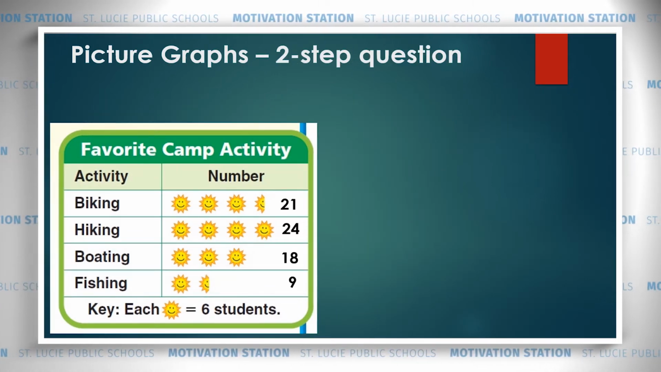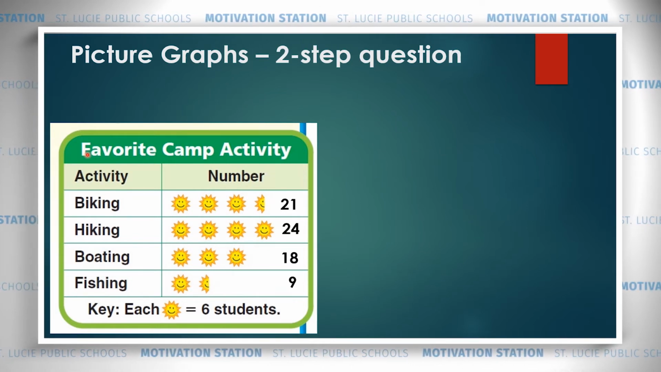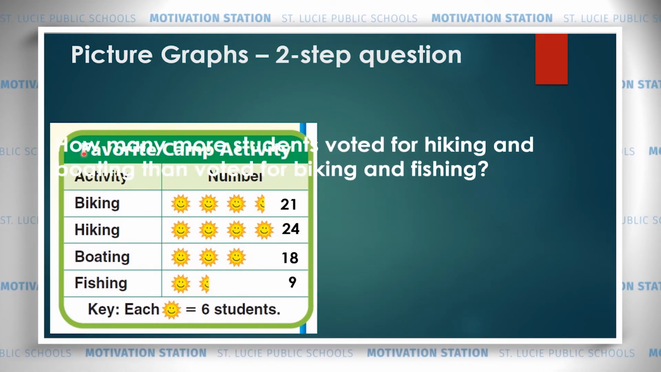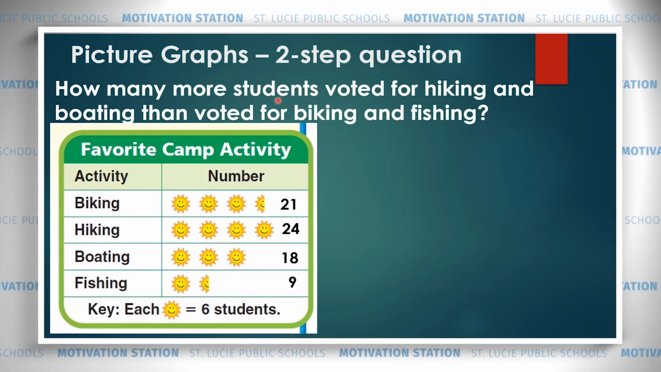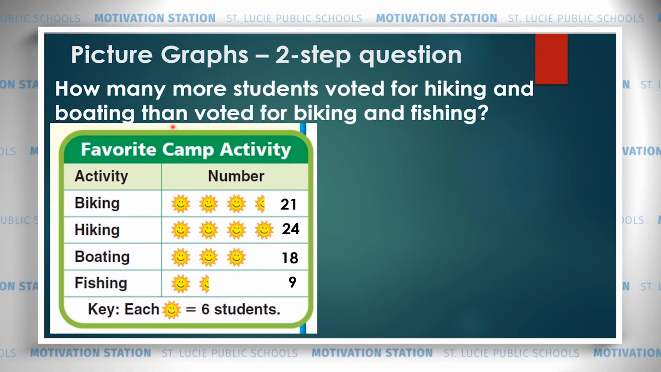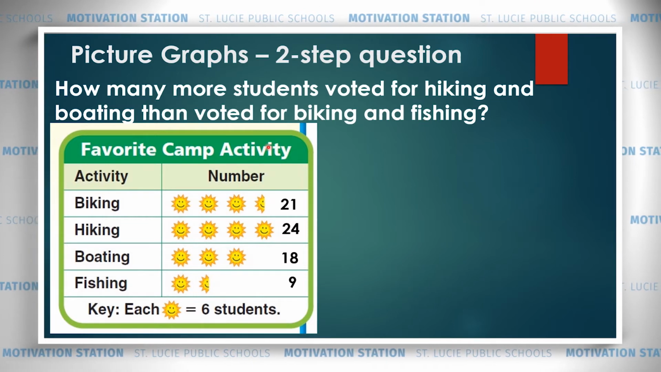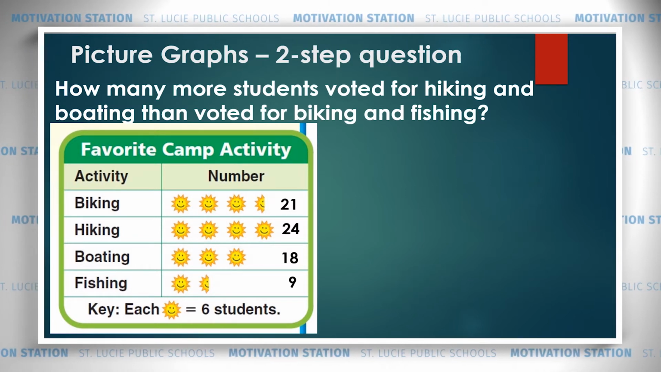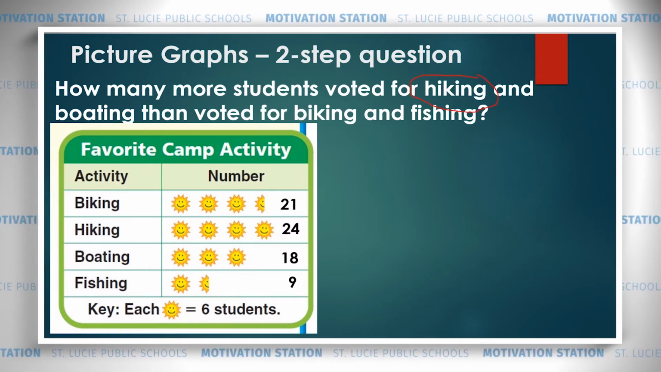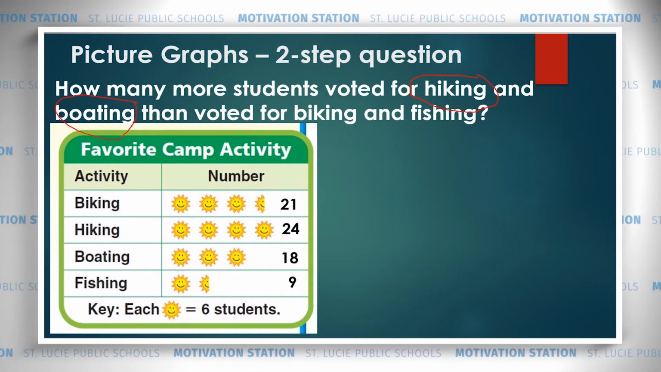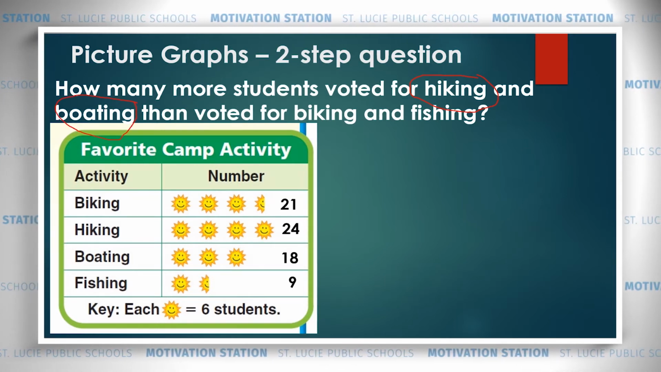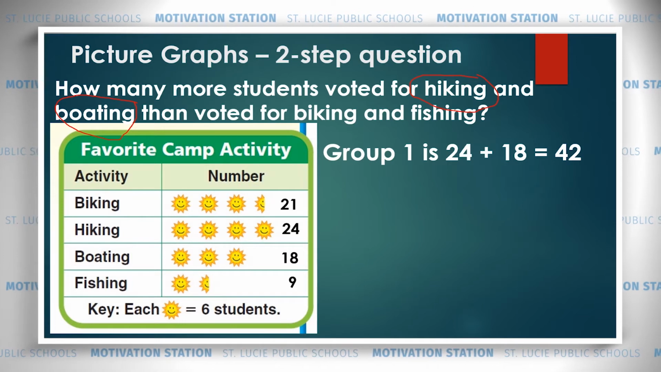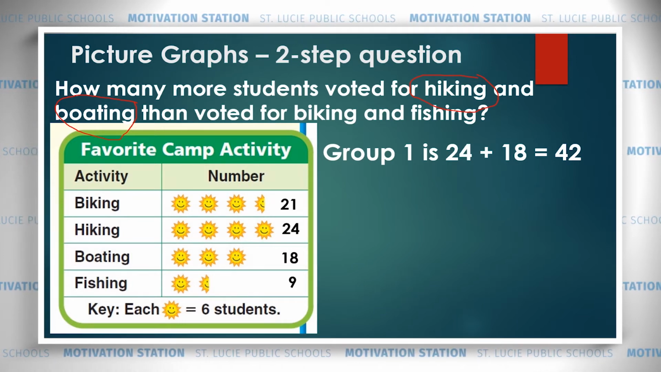Let's try a 2-step question. We're going to use our favorite camp activities picture graph to answer the following question. How many more students voted for hiking and boating than voted for biking and fishing? I see two different groups in this. The first group I see is hiking and boating. If I put hiking and boating together, that would be 24 plus 18 would equal 42.